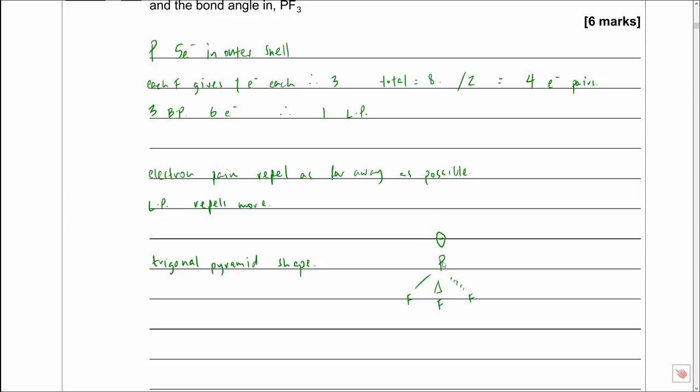Shape normally, if this was tetrahedral, we'd be looking at 109.5, but because of the extra repulsion there, we've got 109.5 minus 2.5, and that's going to give us a bond angle of 107 degrees. I would make the point that 109.5 is going to be 107 based on the fact that it's down from the 2.5 extra repulsion from the phosphorus.